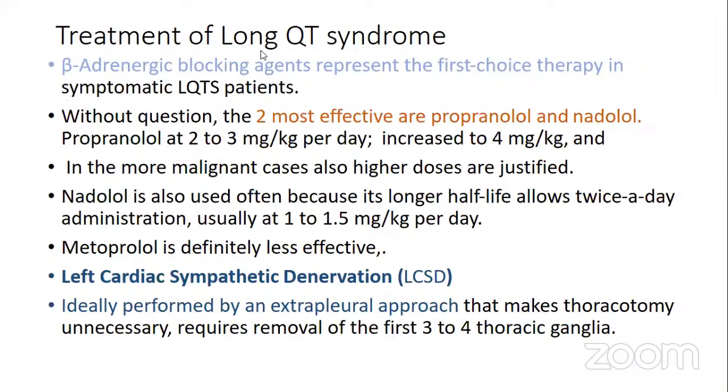For long QT syndromes, beta blocker is the choice. Late cardiac sympathetic denervation can be done, ideally performed by extrapleural approach. Propranolol and nadolol are the most effective.